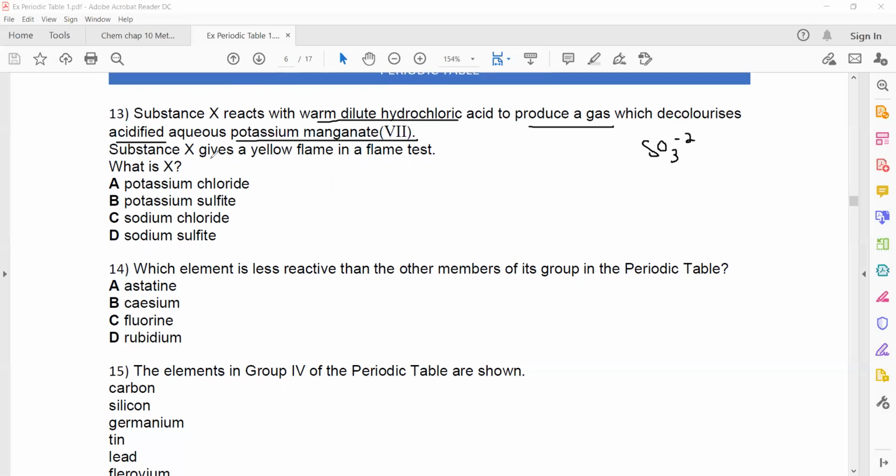The substance X gives a yellow flame. So yellow flame, the flame test, yellow is for sodium. So the positive ion is sodium and the negative ion is sulfite. So what could it be? It is sodium sulfite. Because the first test is for sulfite ion and the second test, the gas is sulfur dioxide, but the test is for sulfite ion.